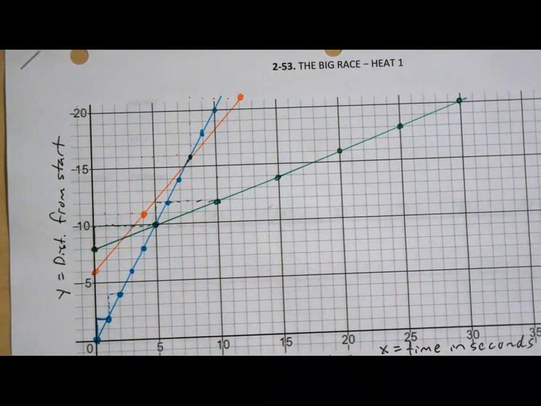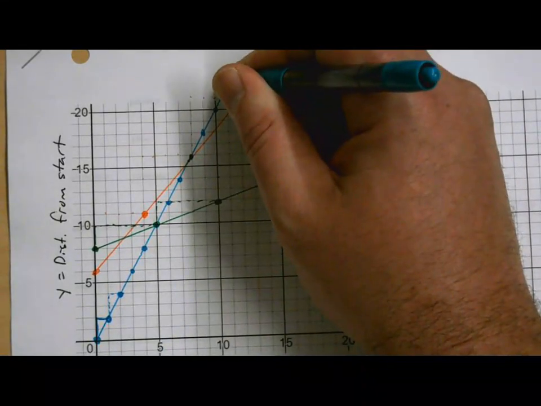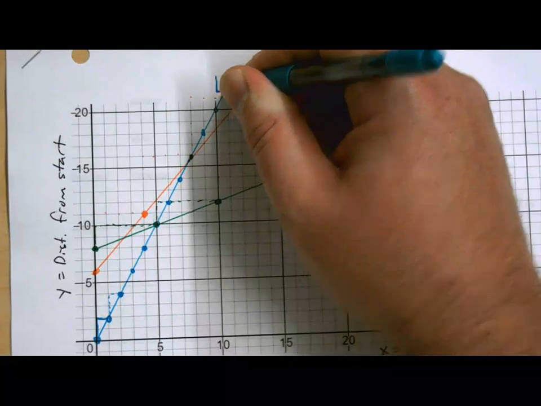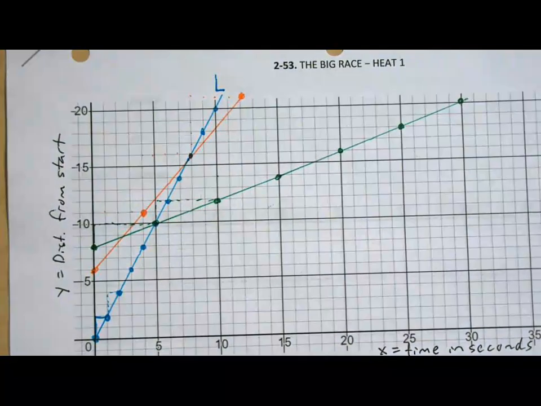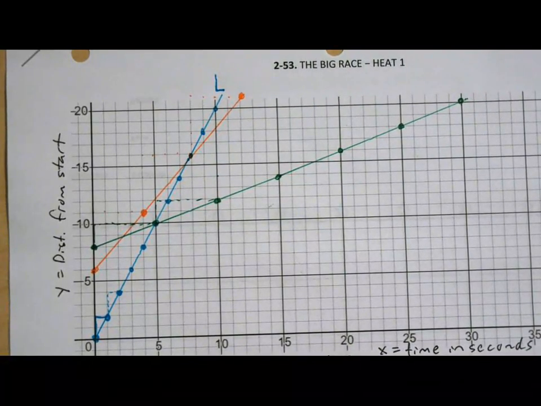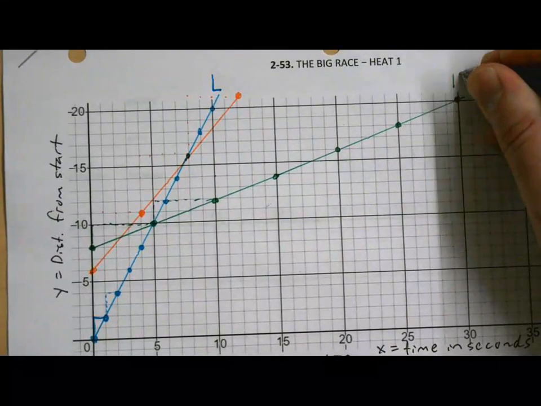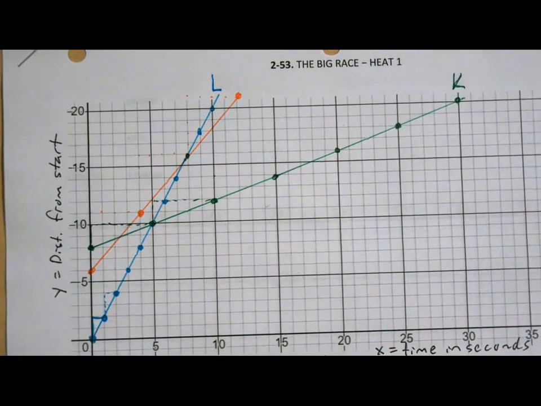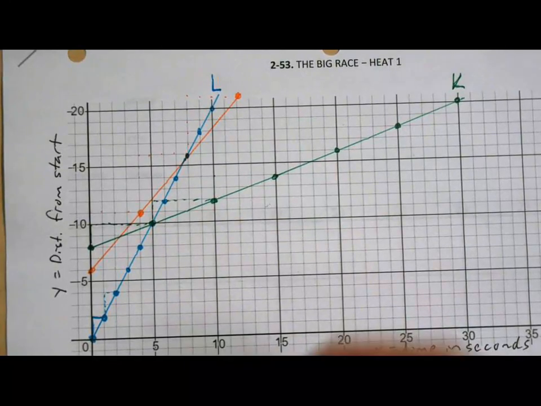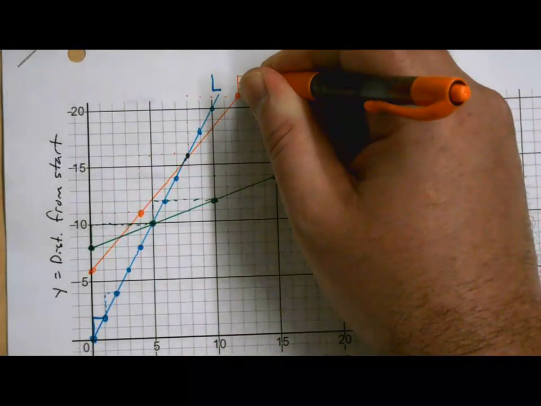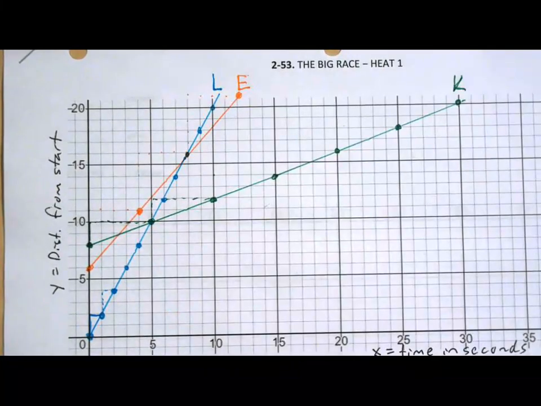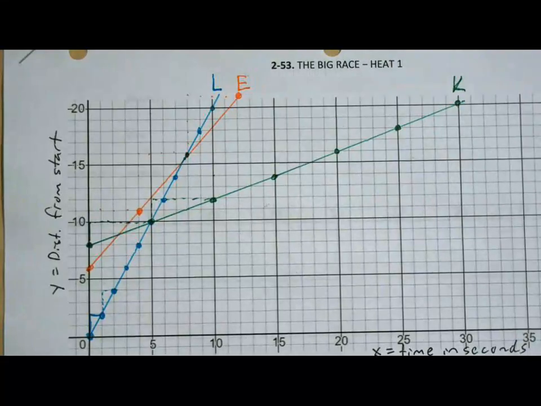Now, I don't think that we labeled these last time, so could you guys please label? This one was Leslie. Put a little L there. We're going to need that label here in a moment. The green one on my page was Kristen. And then Evie was the orange one on my page. So get those labeled, because we're now going to answer some questions about these three racers.